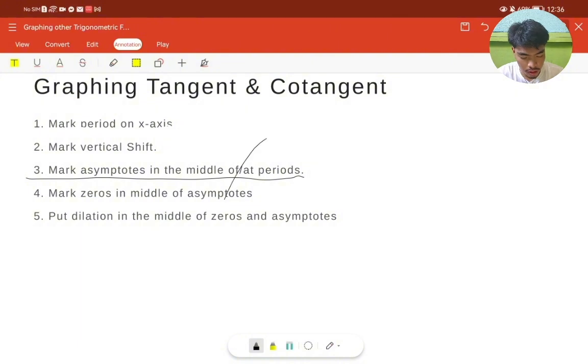Now the fourth one is to mark zeros in the middle of asymptotes. Exactly halfway between any two asymptotes, place a point on your new baseline. This is where the graph crosses the center. Keep that in mind.